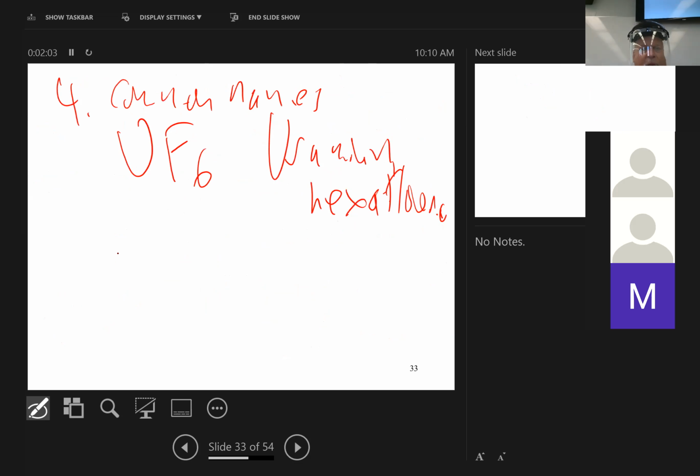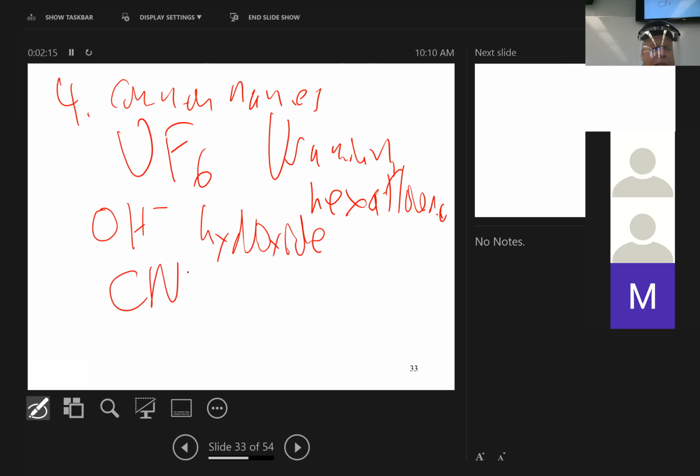Okay. Now, common names, uranium hexafluoride. There's one that one person asked about regarding this ion. This is called hydroxide. Okay, CN minus is cyanide. And unfortunately, you just have to learn those. And there's a chart for that. But it's like learning 5 or 6 of them. It's not giving this page and saying, learn this page with no explanation why, okay?